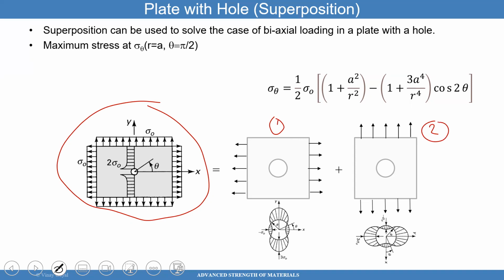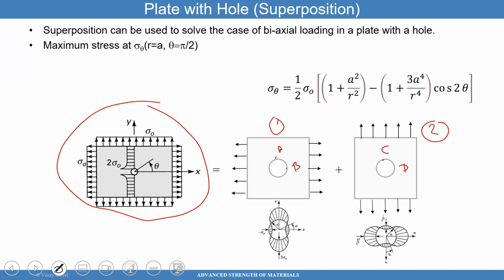Now I know the stress state here and I know the stress state here. I know the stress state there, point A, and the stress state here in point B for case one. For case two, I know the stress state here, C, and I know the stress state there, D. So let's examine point A.